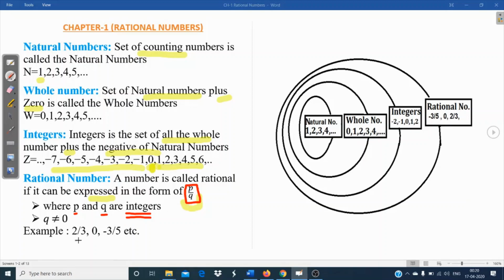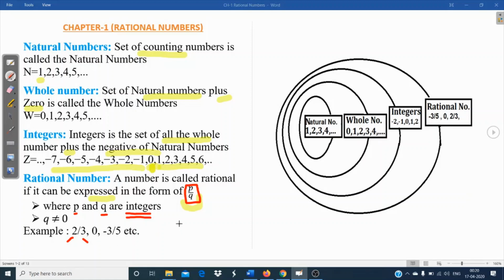Now let's take an example. Here I have written 2 by 3. Now this 2 is an integer, the numerator; the denominator is also an integer, and our denominator is not equal to 0. That's why 2 by 3 is a rational number.